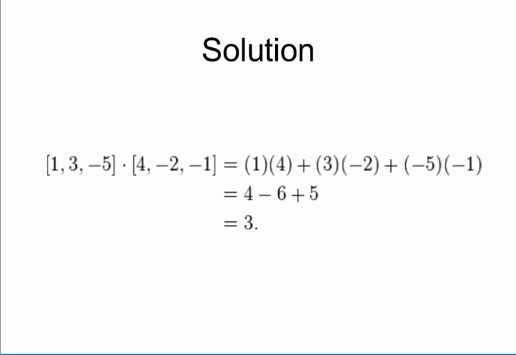And this is shown on the next slide. Here we have it. 1 times 4, 3 times minus 2, minus 5 times minus 1, which gives you 4 minus 6 plus 5 equals 3. Everyone happy with that? Thanks, Isaac. Thanks, Sam. Sorry, I missed it as I flipped the slide over.